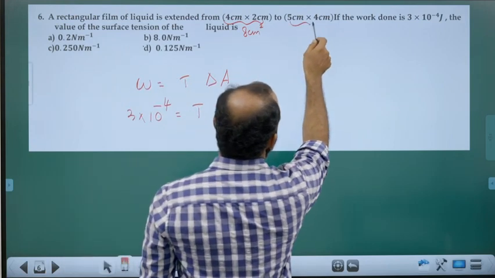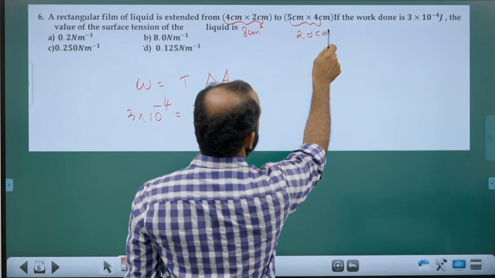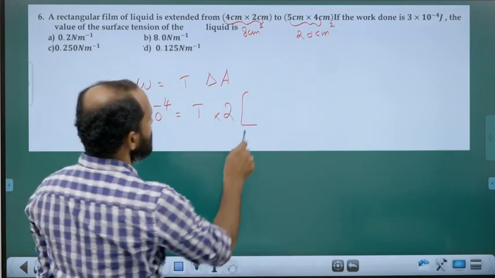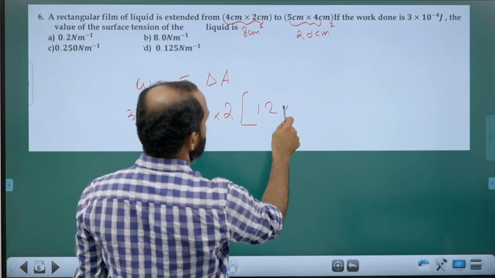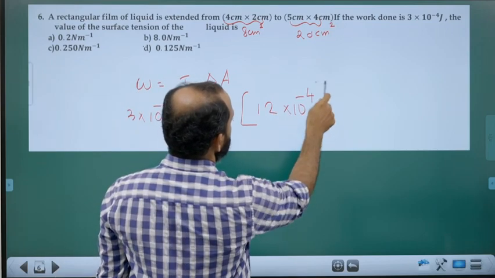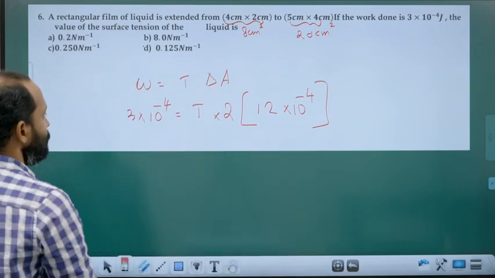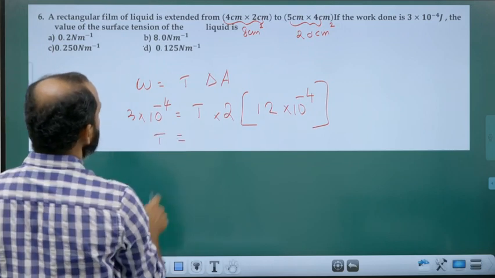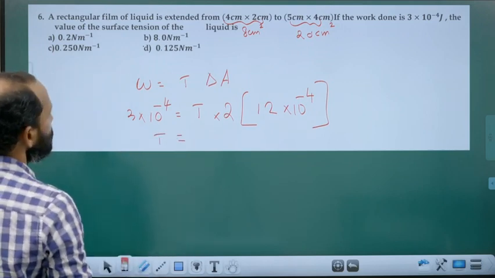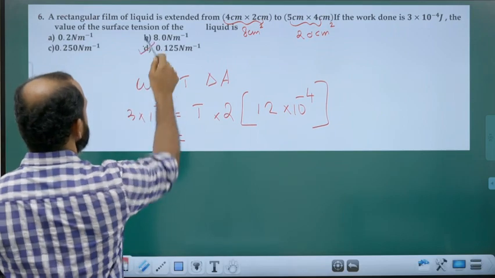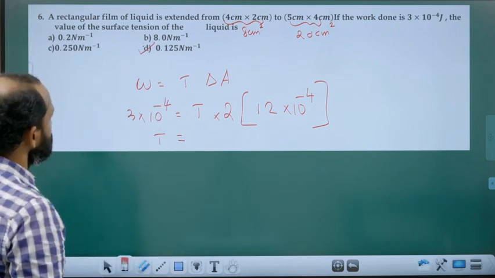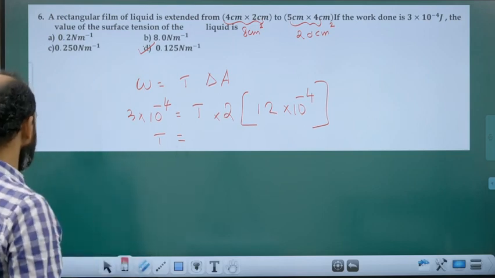What is the surface area here? That is 20 centimeter square. What is the change in surface area? That is 20 minus 8, that is 12 centimeter square. Convert that into meter square: 12 into 10 power minus 4. Then you find out the answer to be 1 by 8. It should be option D. You can check T as 0.125.